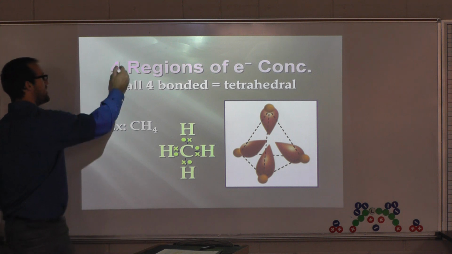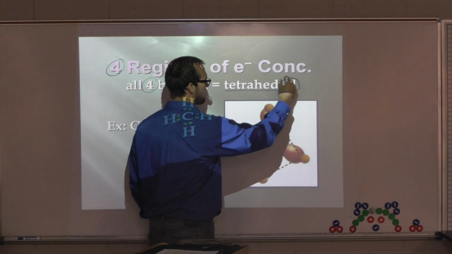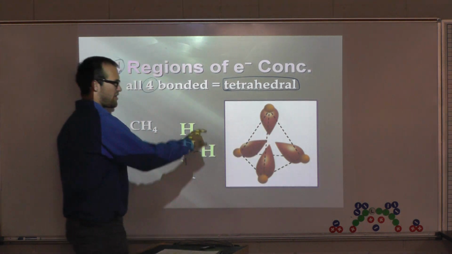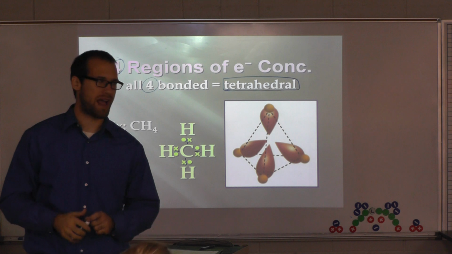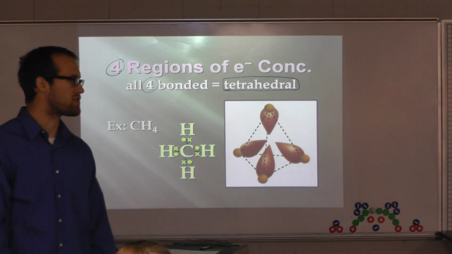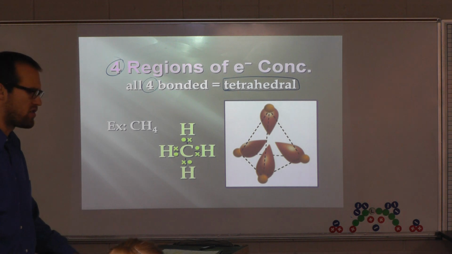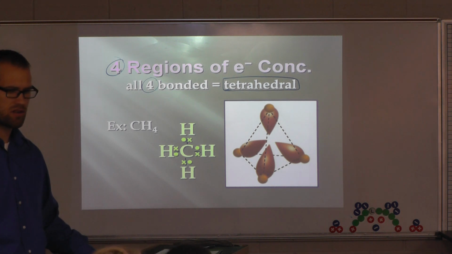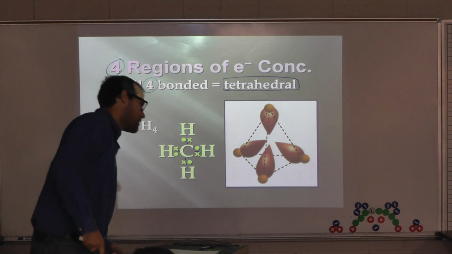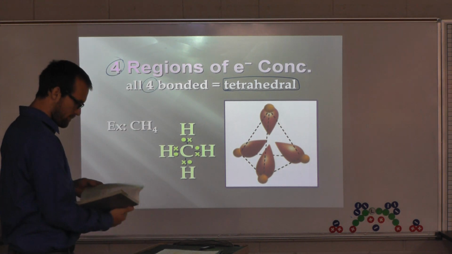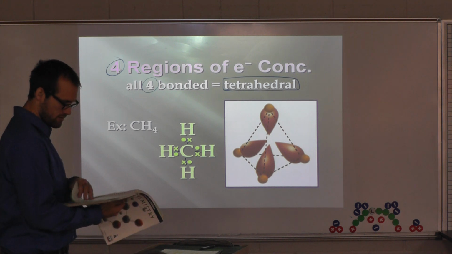When you have 4 regions and all 4 are bonded, it has a tetrahedral shape. Now it's hard to show the 3-dimensional shape there, but it's going to maximize the attractive forces and minimize the repulsion forces. So the angle between all of those, I don't know if in your book it actually gives you the angle. Let me look.